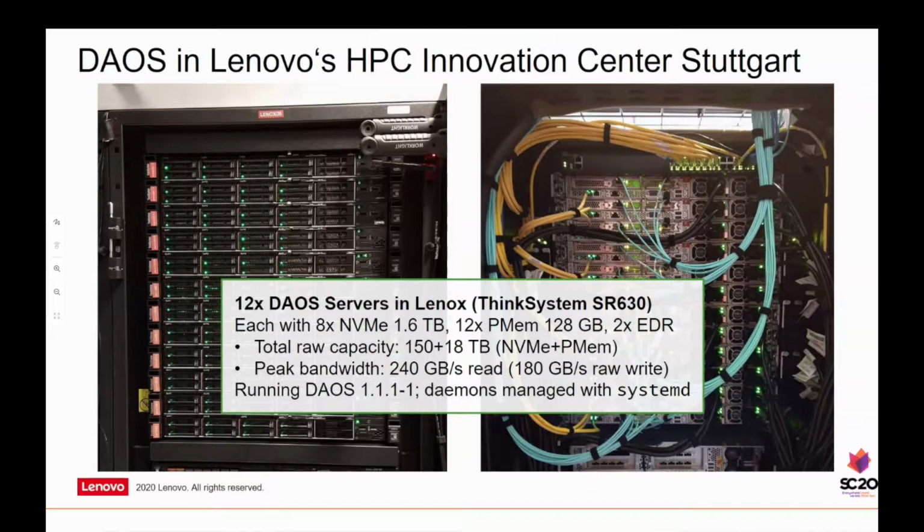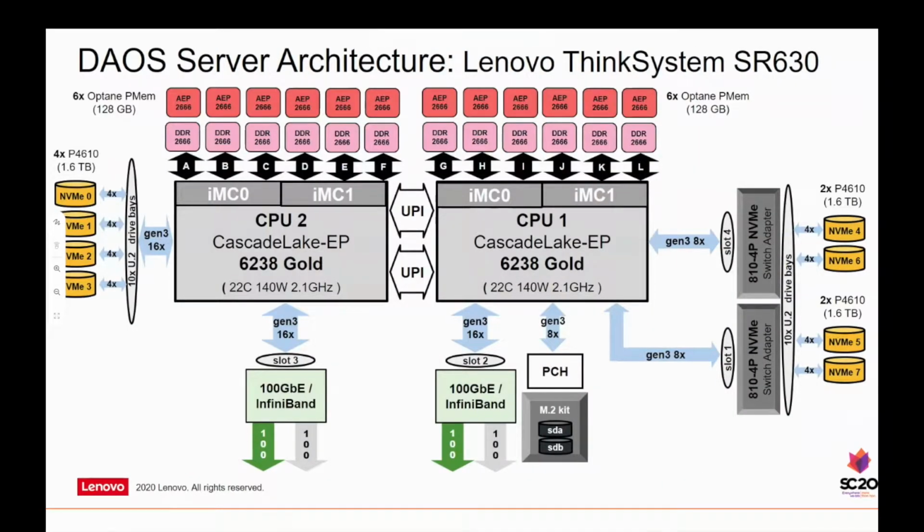We have been running with 1.0.1 for quite some time, and a few weeks ago upgraded to 1.1.1, and all of our systems are using systemd to start and stop the daemons. I did show the internal server design at the last DAOS user group, so I don't want to go through all the details here. Just wanted to highlight that we use 2-socket systems with 1 InfiniBand EDR link on each socket and 4 NVMe drives on each socket. So there's balance between network and NVMe bandwidth, and for the tests that I'm showing here today, we are populating all 12 DCPMM DIMMs.